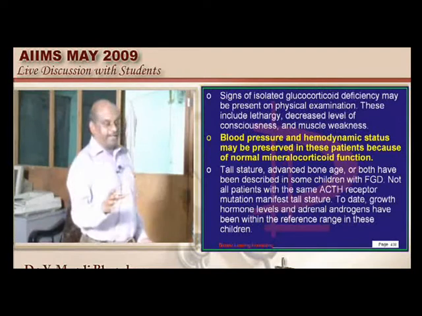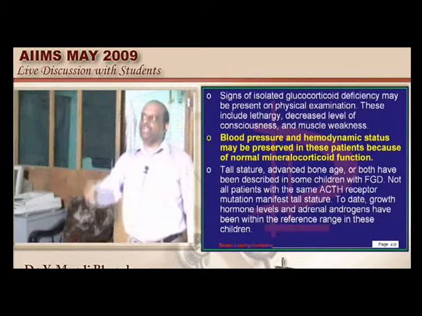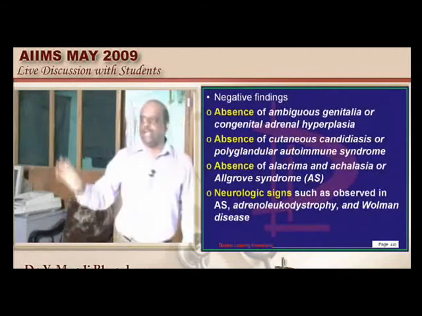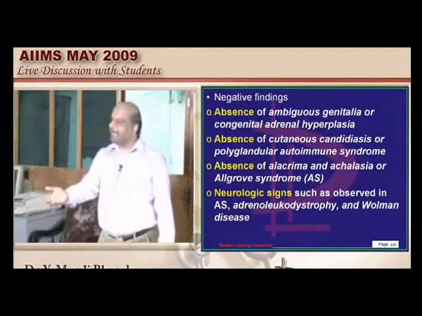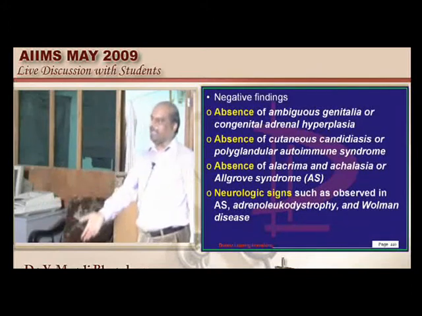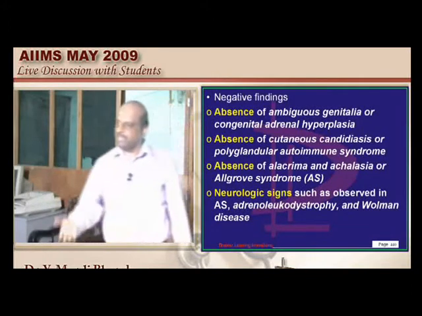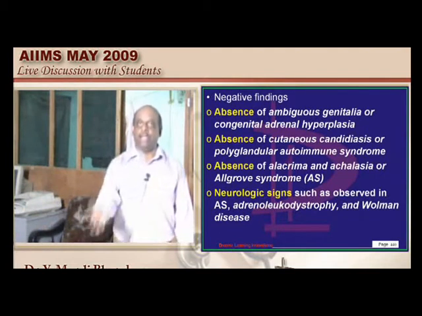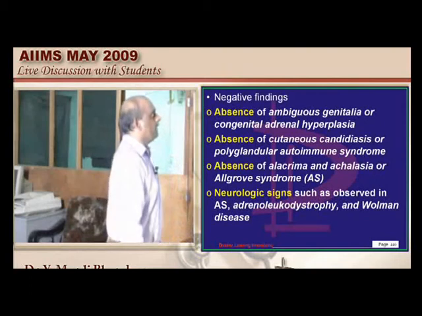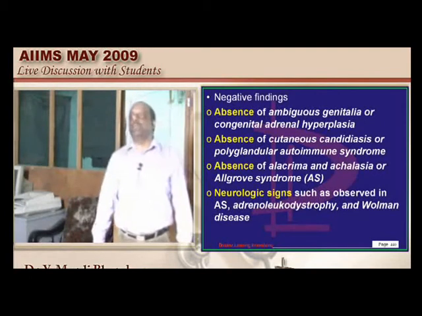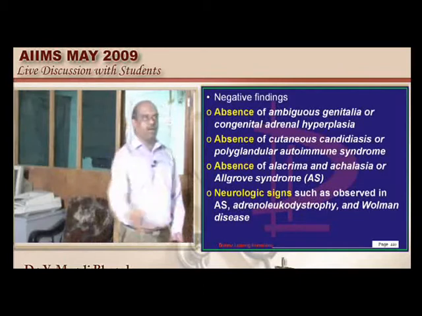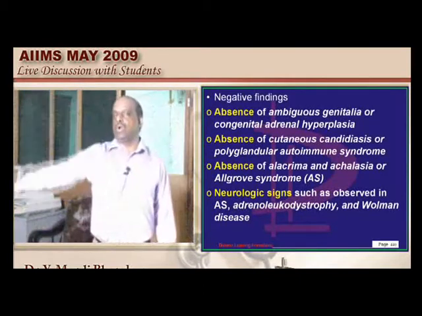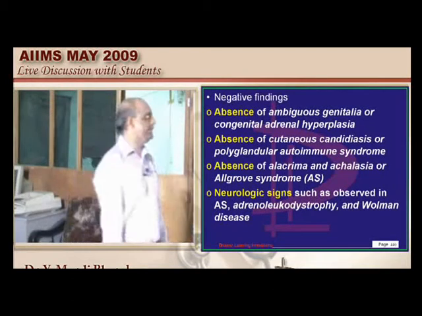And there are certain findings before you label the diagnosis as familial glucocorticoid deficiency. What are they? There should not be ambiguous genitalia. If it is a congenital adrenal hyperplasia, then there can be a glucocorticoid deficiency, androgen deficiency, all of them can be together, and that can lead to development of a similar picture. So there should not be any ambiguous genitalia. There should not be a cutaneous candidiasis. Why? Because in polyglandular autoimmune syndrome, there will be cutaneous manifestations along with glucocorticoid deficiency. That should not be there.